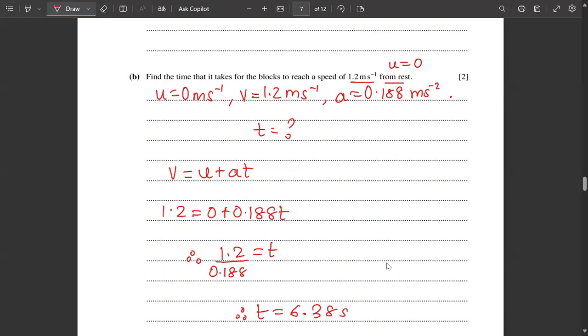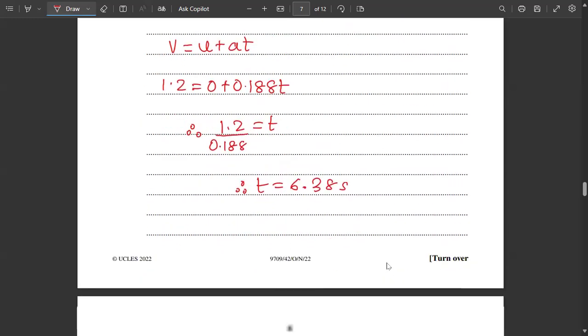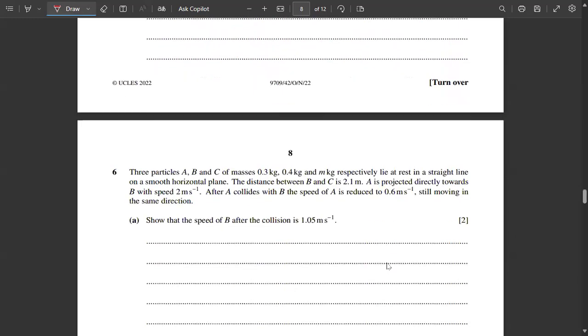And we are done with this question. So now we'll move to the sixth question. But one second.